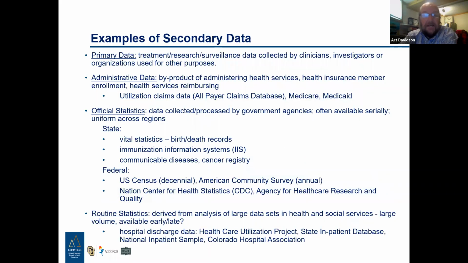Some of those other types of data might be administrative data, claims data, all-payer claims databases, or Medicare and Medicaid. But there are many official statistics, government-related data, that might be vital statistics, birth and death records. Allie's going to talk about immunization information systems and communicable disease registries, but there are other federal data that are collected: the American Community Survey from the Census Bureau. The National Center for Health Statistics has a long list, as does the Agency for Healthcare Research and Quality, of data sets that they maintain.